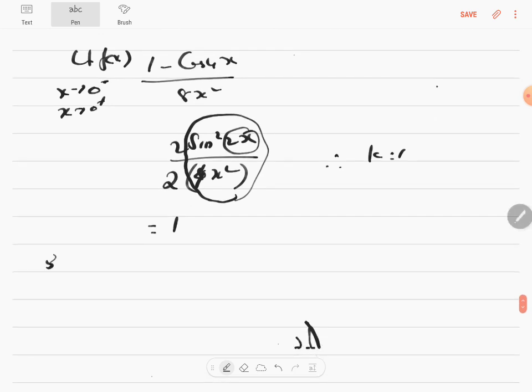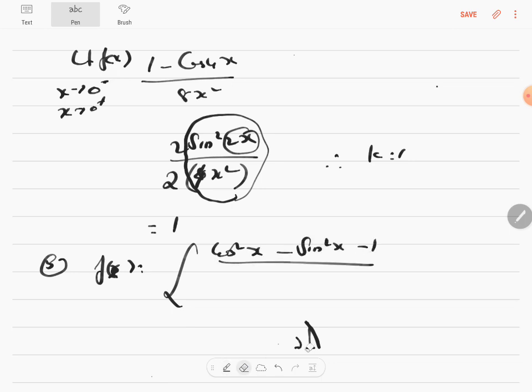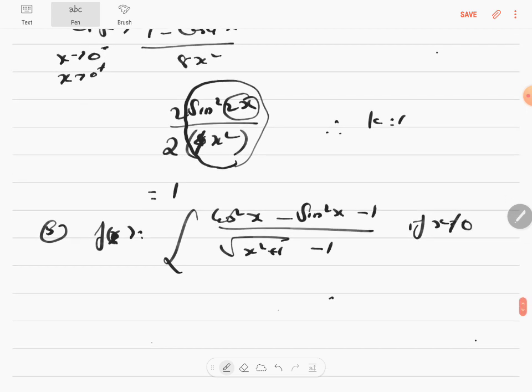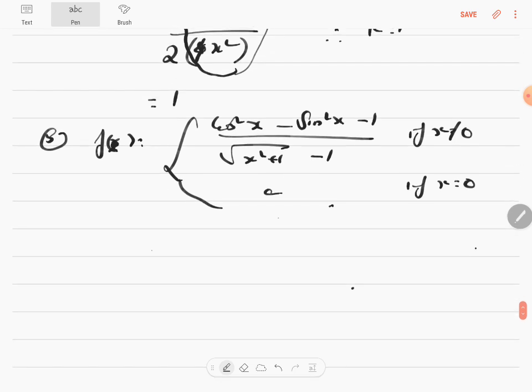So the fifth question, f of x is equal to cos square x minus sine square x minus 1 by root of x square plus 1 minus 1 if x is not equal to 0, and a if x is equal to 0. This is the question. Again I have a trick because I know cos square x minus sine square x is the cos 2 theta formula. So I won't do a graph or anything. I'll try to apply the formula.